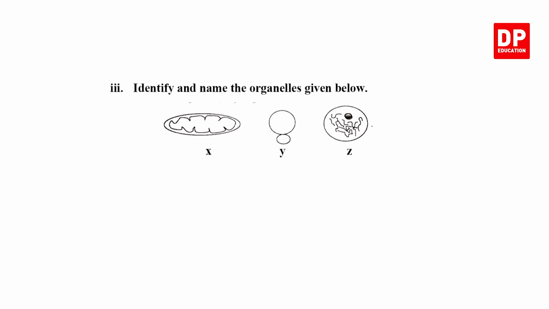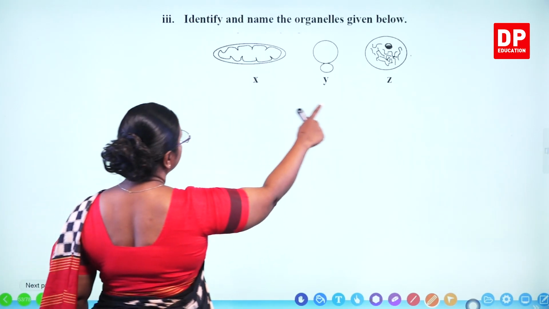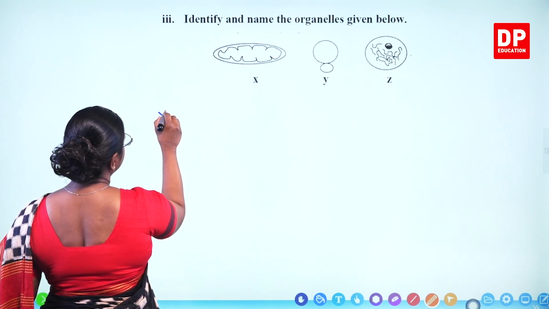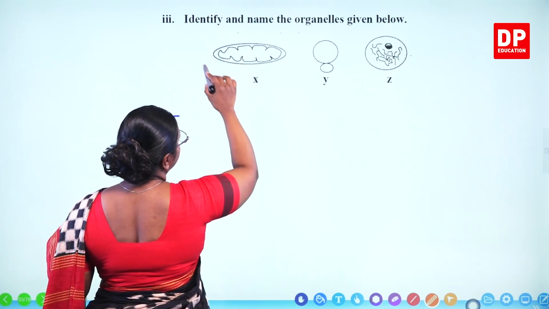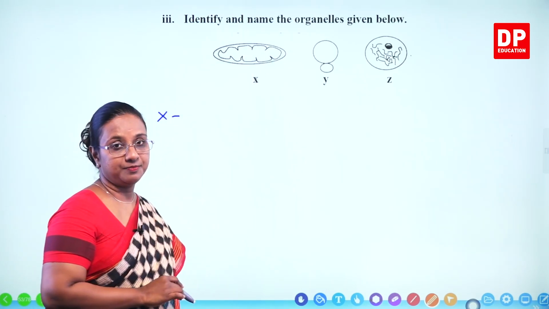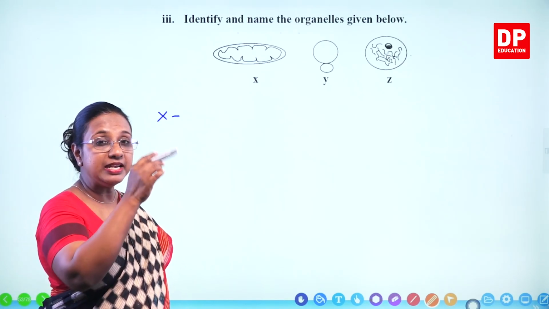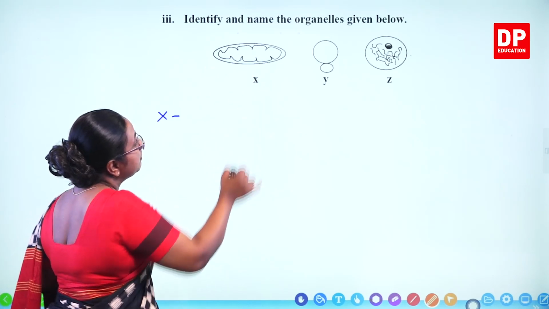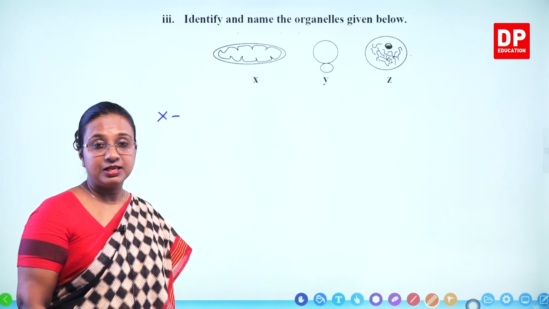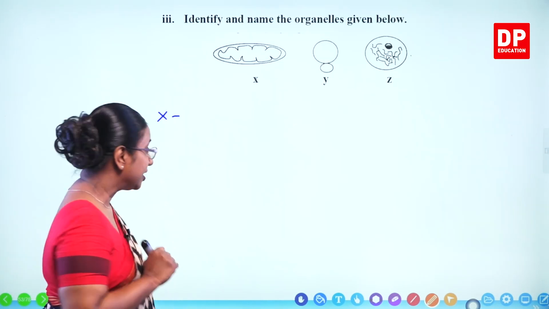Identify and name the organelles given below. So we have three organelles. What is the first one? That is X. How do you identify this organelle? It's a rod-shaped structure and you can see that there is a folded membrane inside. So that means it is the mitochondrion.